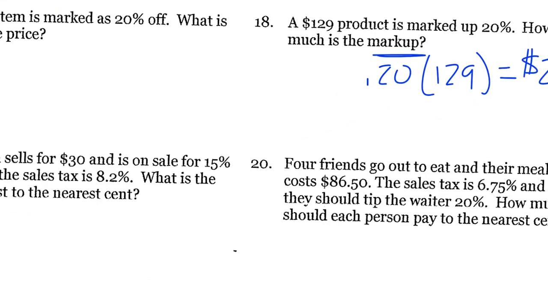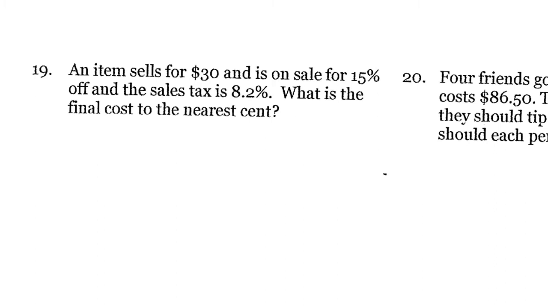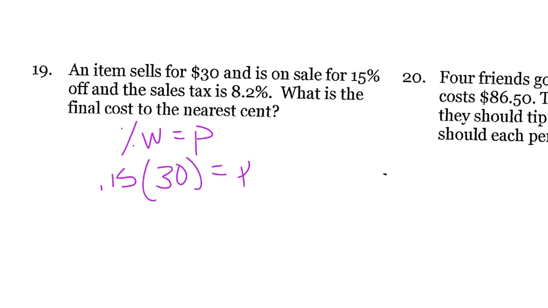All right, so number 19 is the one where we're going to have to find a sale and then the tax. So an item sells for $30 and is on sale for 15% off. So let's find that. So we have percent times whole is going to give us the part. The part for this one equals our discount. So let's find it first. So 15% is 0.15 times the whole price of 30 is going to give us our discount, or our part. So 15% as a decimal, 0.15 times 30, I get $4.50.